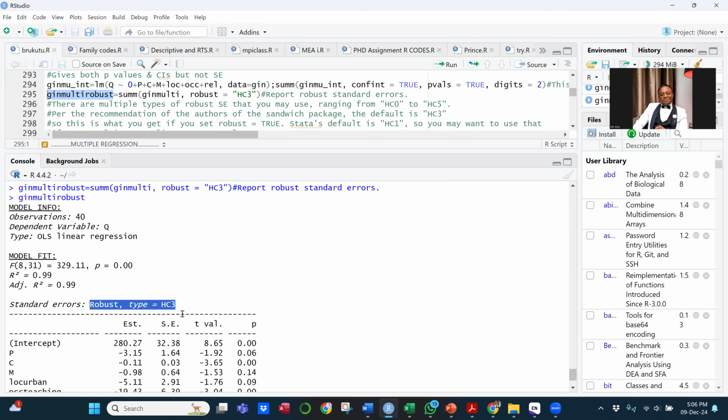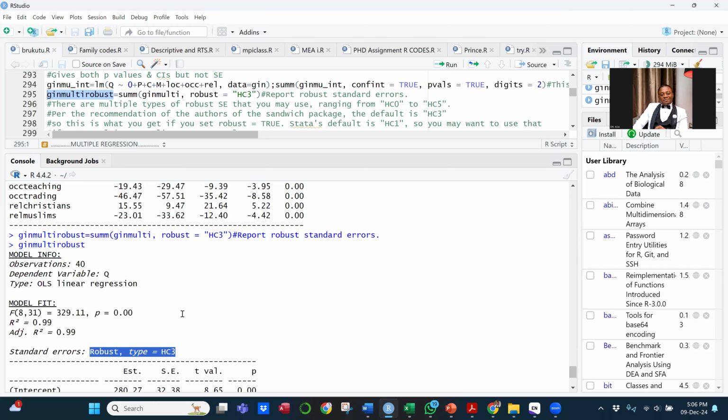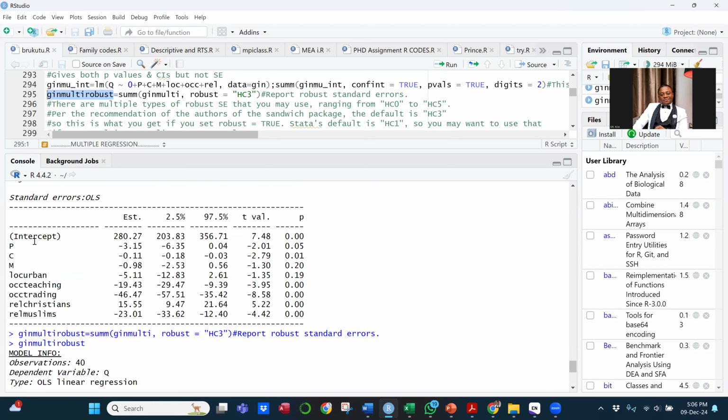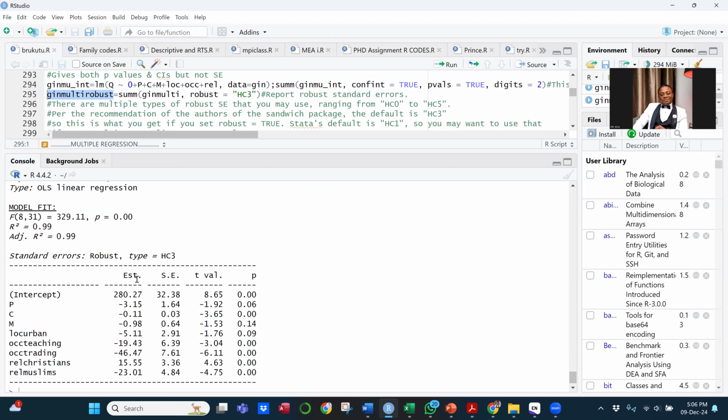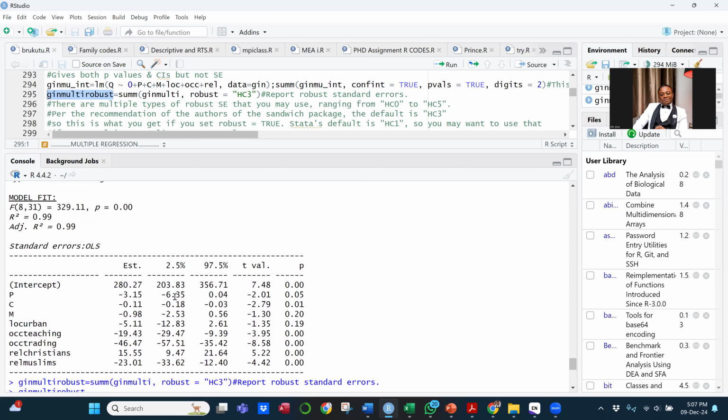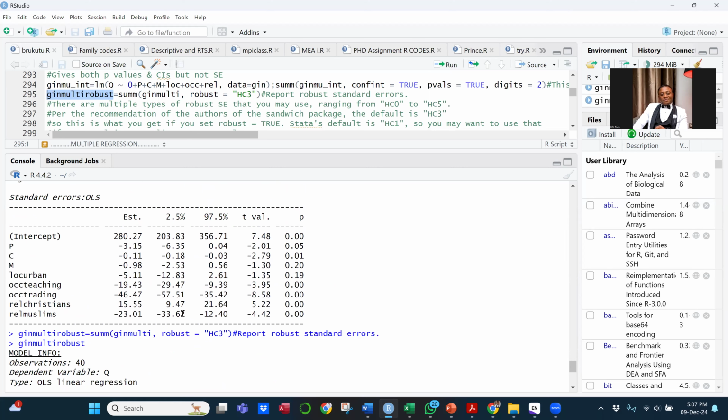And when you compare the two, there's something interesting. Just look at the original OLS one. The coefficients are the same: negative 3.15, negative 0.11. But look at the standard errors here. The first one, for the intercept, is 32.38. This one normally doesn't give you the standard errors, it gives you something else, but you can get them from the previous one. If you check the previous standard errors, they are different.